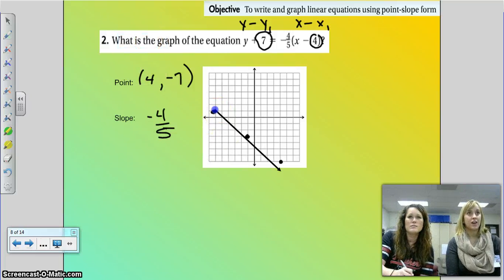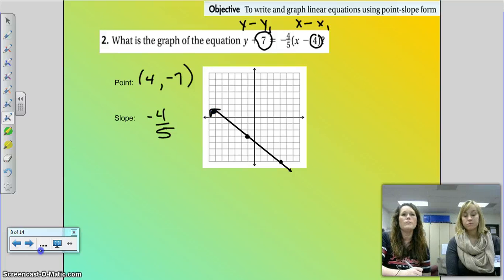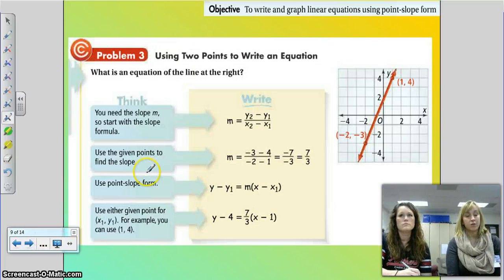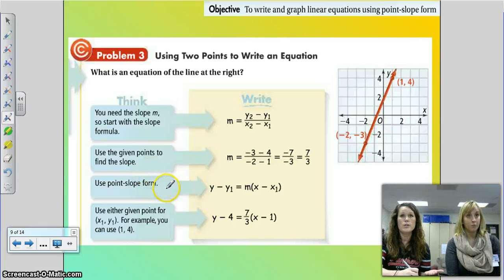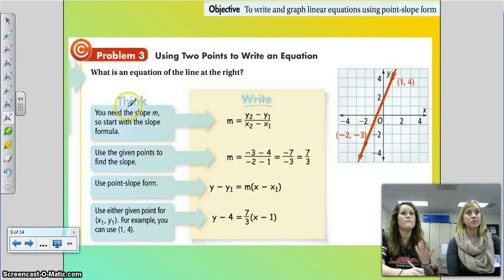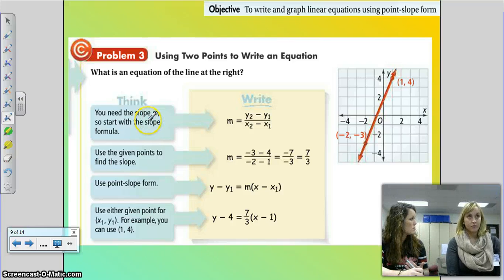Thanks, Boggs. Connect it. Arrows on the end. And then we're good to go. Okay, so guys, this should seem very similar because it's just what we've been doing. Then it asks us to use 2 points to write the equation. So the first thing you need to do is find your slope, and then find some points. Pick one, and then do what we've been doing.